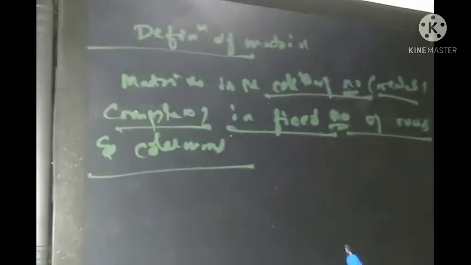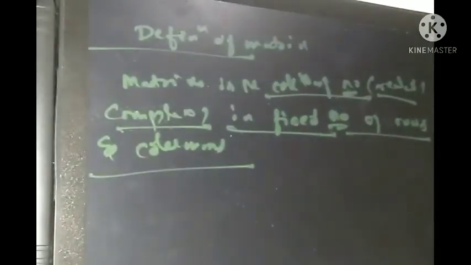The horizontal line or array of a matrix is called a row, and the vertical array or vertical line is called a column. This is the definition of row and column. Okay, now we come to the order of the matrix.